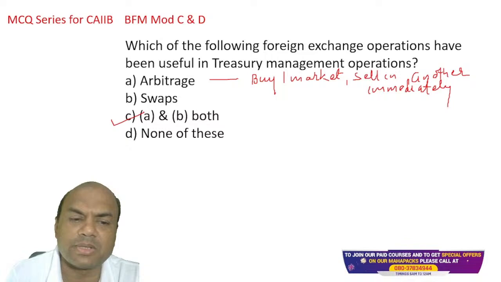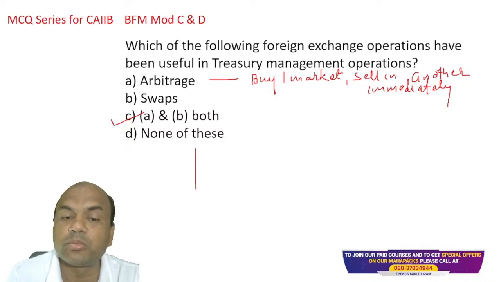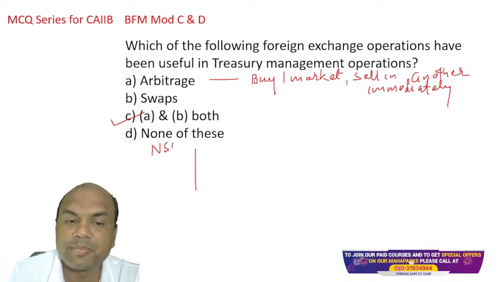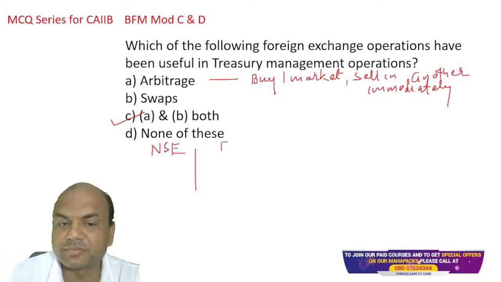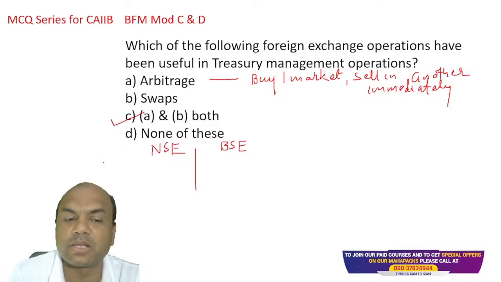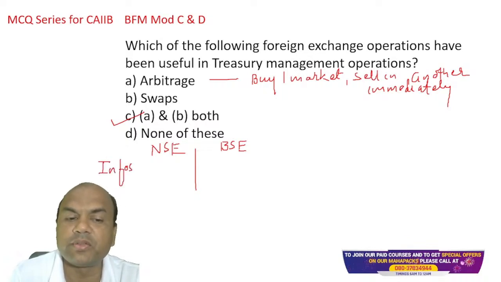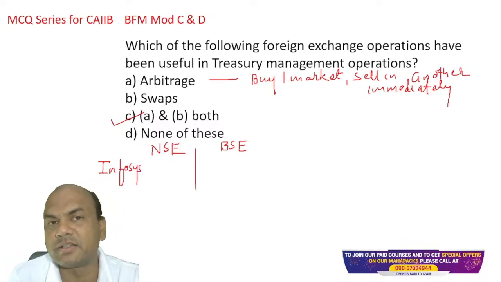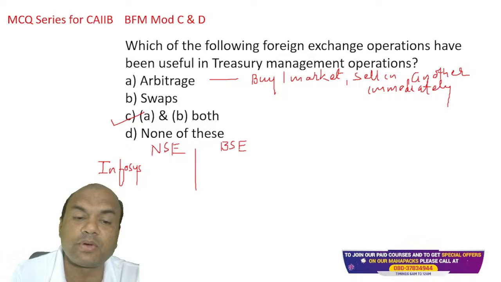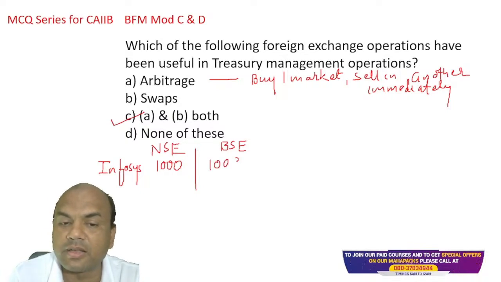I'll explain with one simple example. In India, how many stock markets are there? There are two, right? NSE and BSE. Many times there is a difference in prices. For example, Infosys. If the Infosys price on NSE is, let's say, 1000, and on BSE at the same time it is 1003.